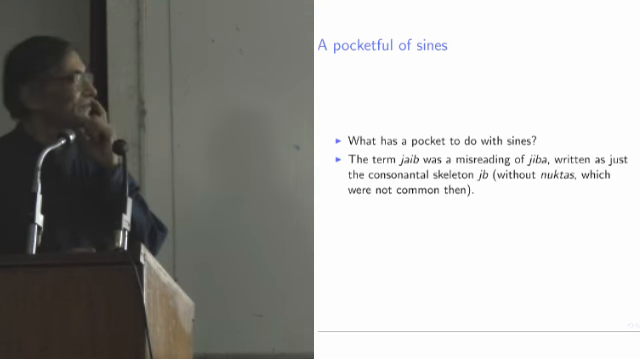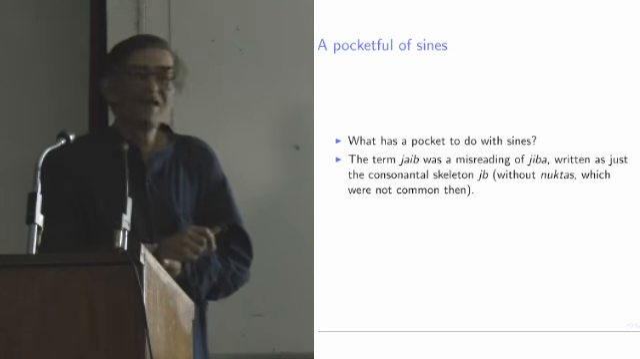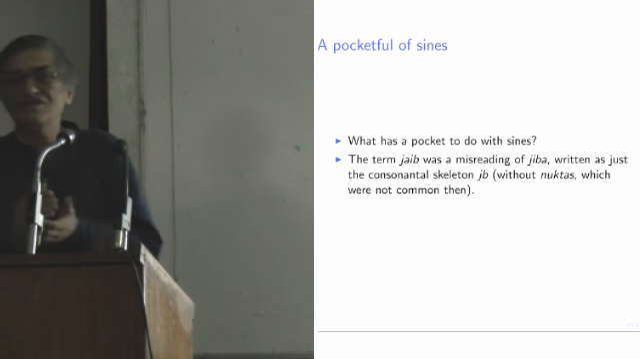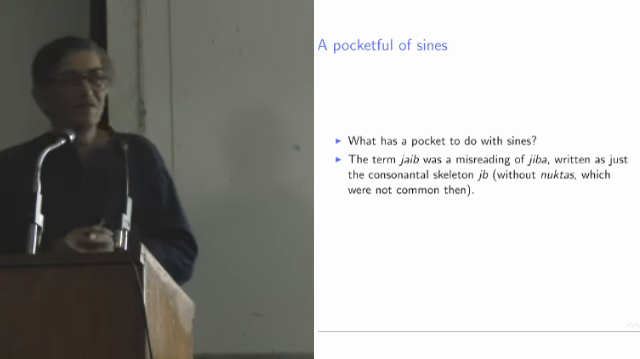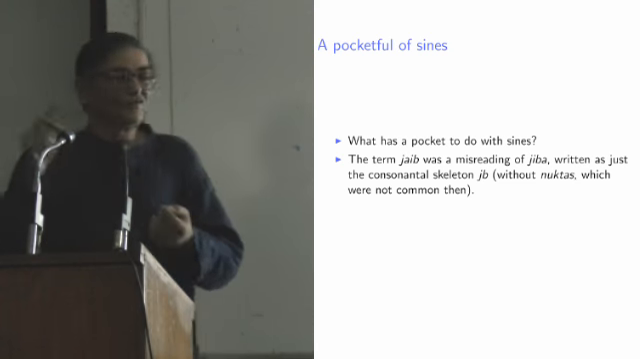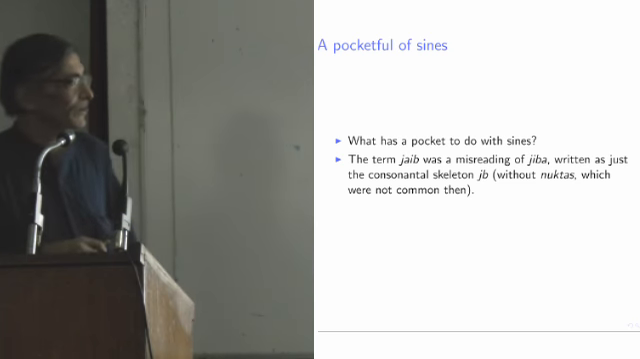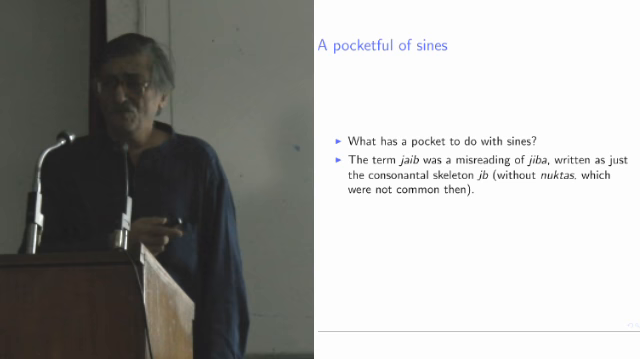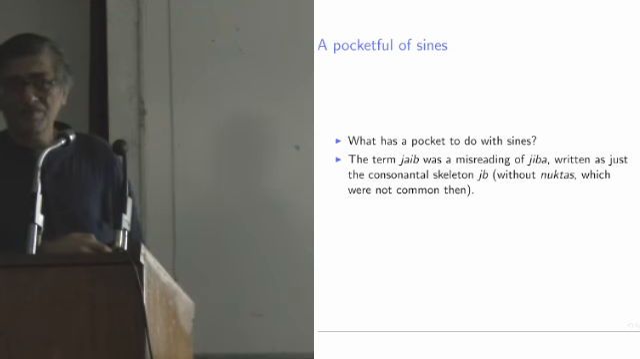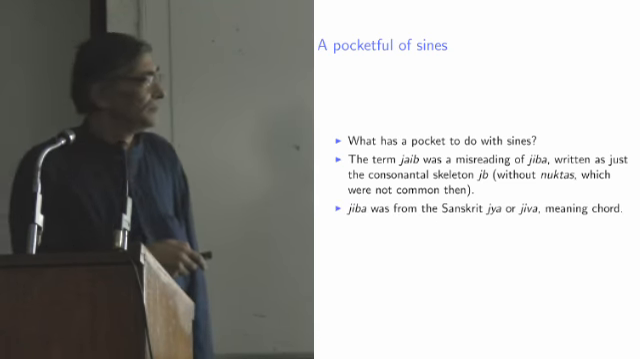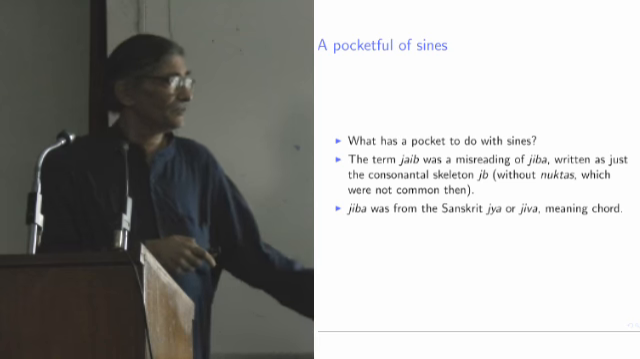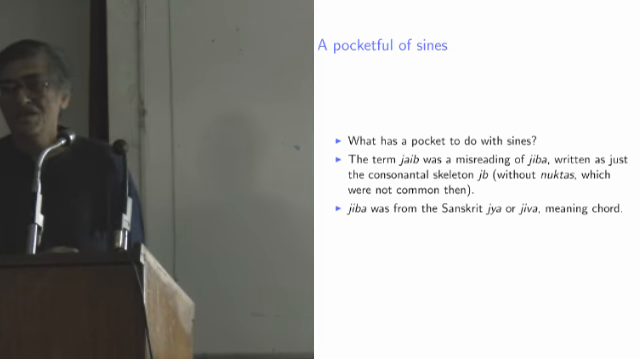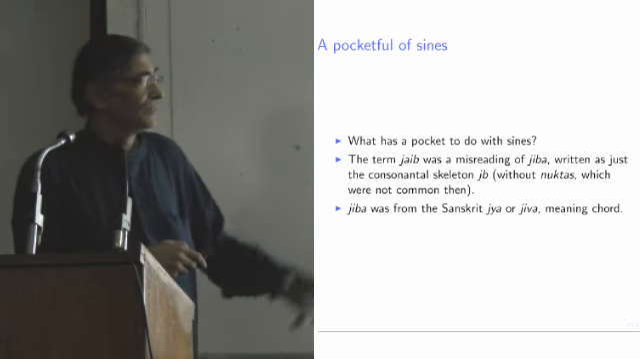So the connection is as follows: the J was a misreading for jiba, because both were written as a consonantal skeleton, just as you write in SMS, SHD, should, without the vowels and so on. So it was written as a consonantal skeleton, without uttars, so not common at that time. And jiba was from the Sanskrit ja or jiva, meaning God. So this was the wrong translation.